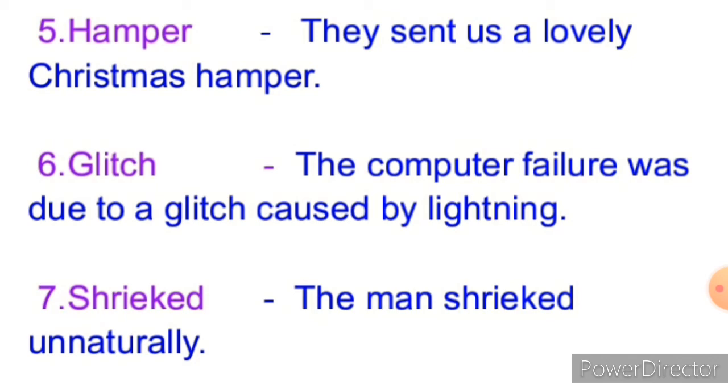Due to lightning, what happened? The machine developed a fault. What is a fault? The machine has a fault that prevents it from working properly. So now read the sentence, children. The word is glitch. The computer failure was due to a glitch caused by lightning.